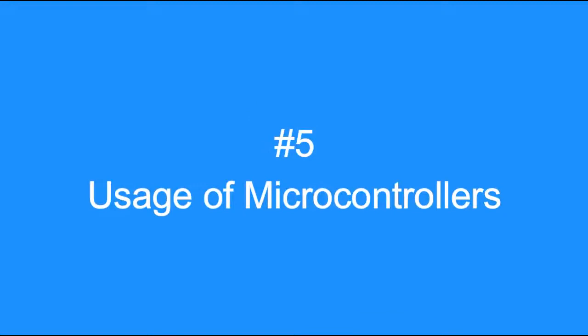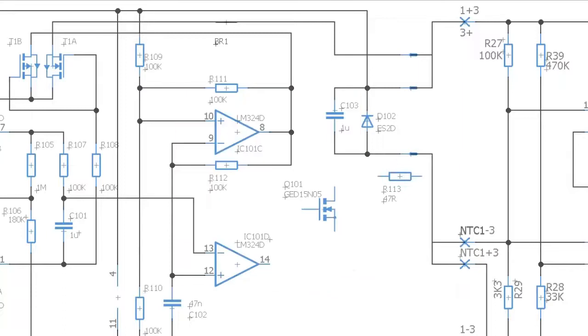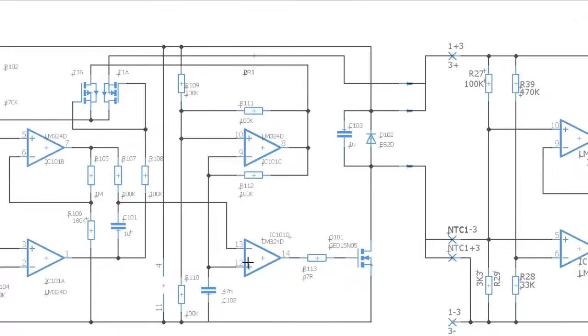Tip number 5. Usage of microcontrollers. Circuit designers often overkill their design by using too many components rather than using a microcontroller, which will make their life a lot easier.